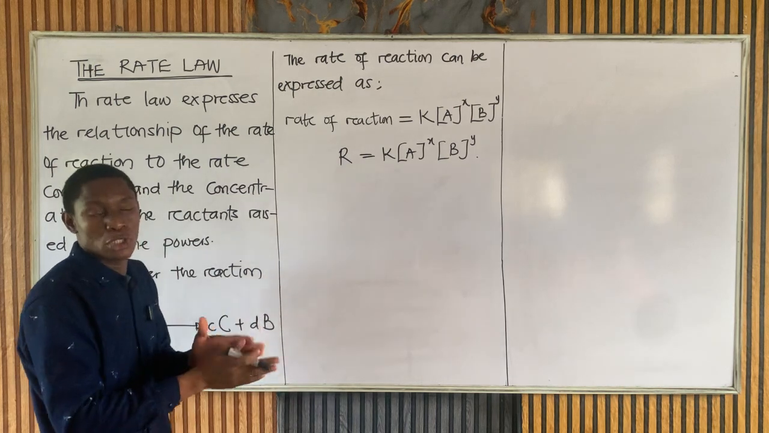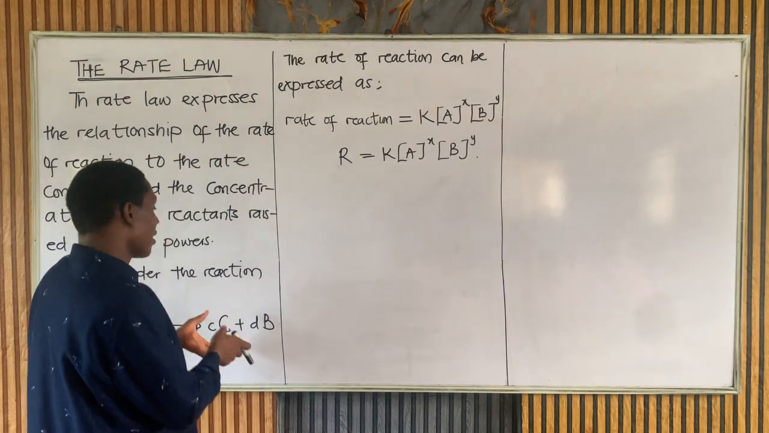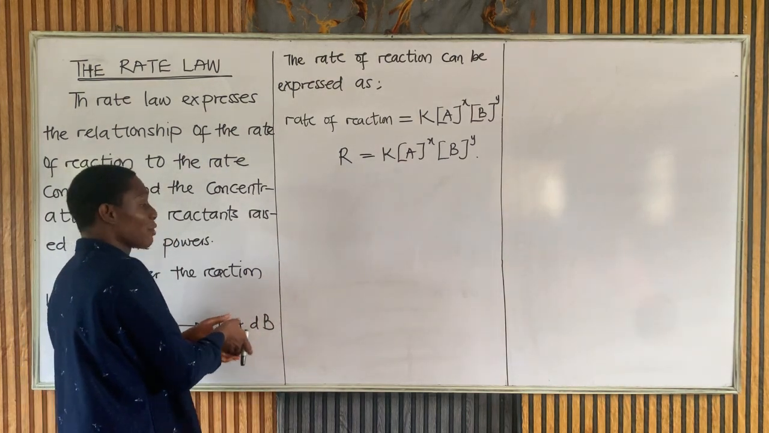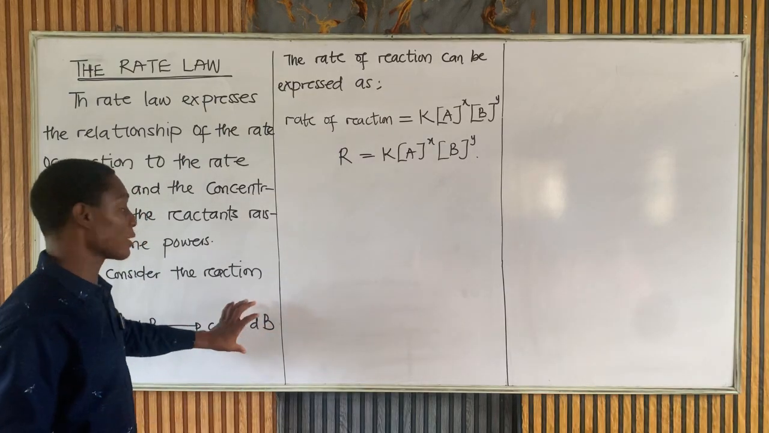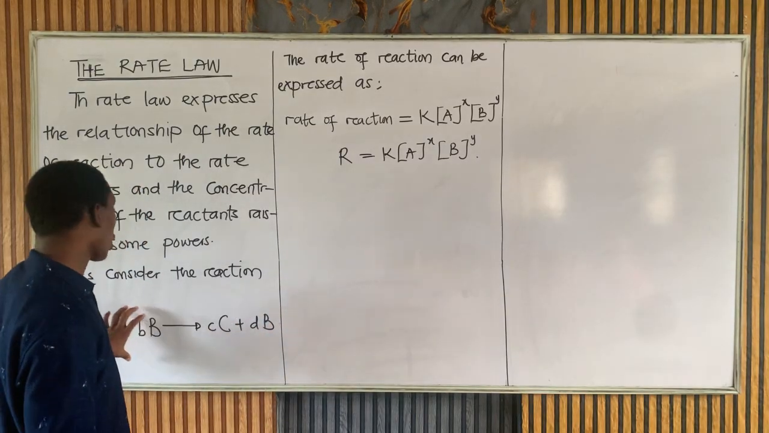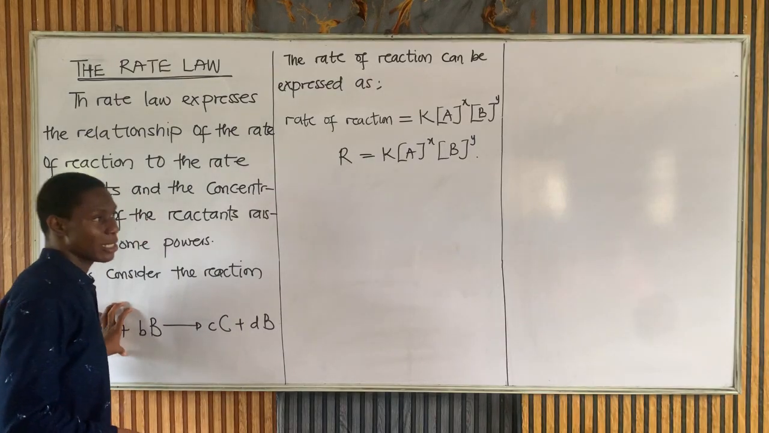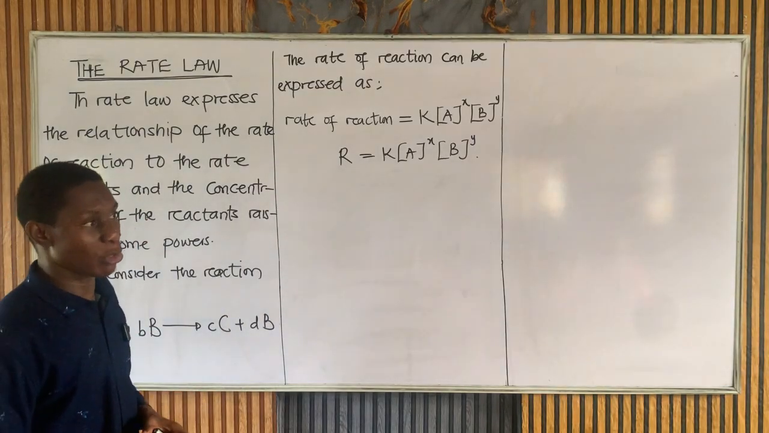No, that's not possible. You cannot say K, concentration of C, concentration of D, raised to some powers, maybe X and Y or whatever power. You can't do that. You don't use the concentration of products, but the concentration of only reactants. That's one thing to note. So take note of that.